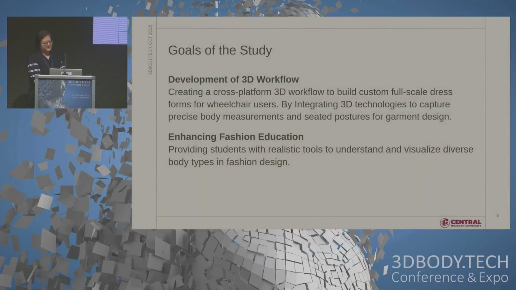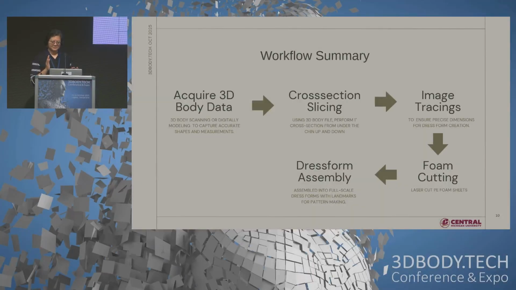My objective is to try to create something that will be useful for our students. It's a very simple concept. Acquire 3D body data, perform a cross-sectional slicing, and then trace those images, cut the foam, and then build the dress form, right? So what could go wrong? It was just very easy.